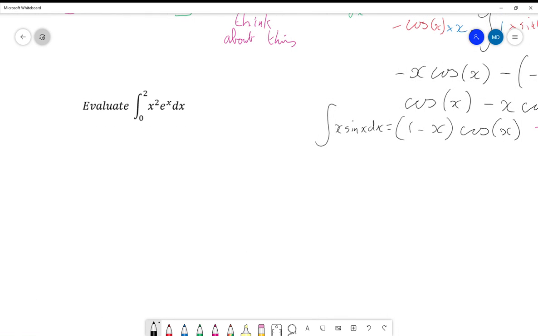Now here, hopefully we can see that e to the x is going to integrate or differentiate, it's going to stay exactly the same, so it doesn't matter. But x squared gets nicer as we differentiate it. So when we go for our u dash and our v dash, we're going to want to differentiate the x squared. So we're going to pick v equals x squared, and so v dash equals 2x. And we're going to pick u dash equals e to the x, and therefore u is also equal to e to the x.